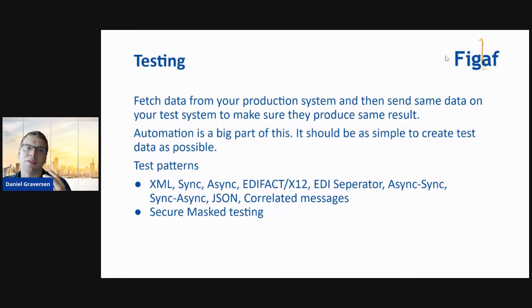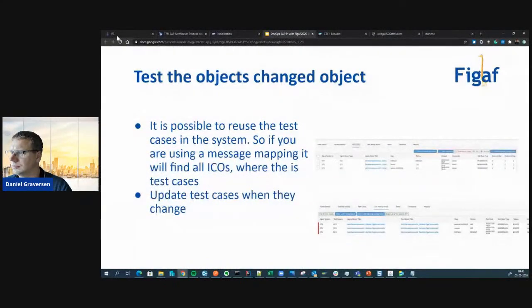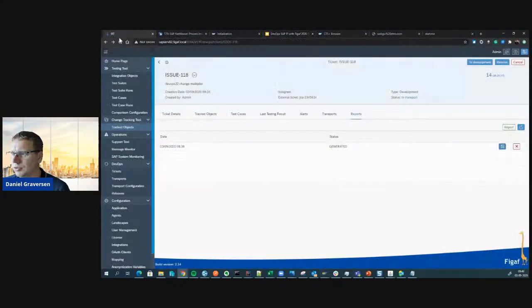So the idea is that we take data from your productive system, or a test system for that matter, download them into the Figaf tool, and then we just send them through the Figaf tool to make it really simple to run these things. And then you saw the comparison, what that worked like.